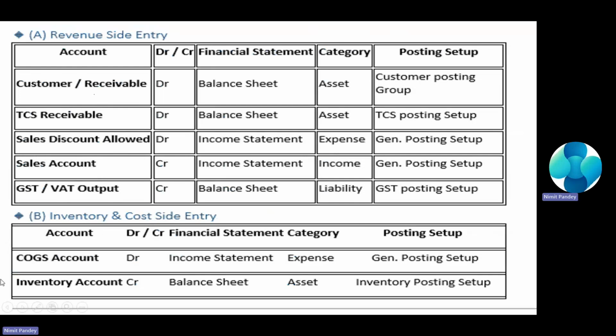Same way, there are two parts in sales also. One is the sales part, another one is the inventory part. So whenever we purchase, there are two accounts, the inventory account and the direct cost applied account. And for COGS, the inventory account and the COGS account.